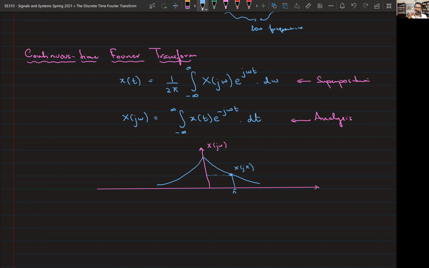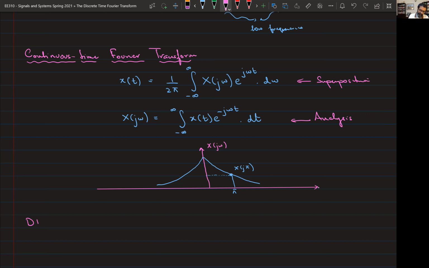And similarly, I could have said X of j 2 pi: the contribution of the exponential rotating at 2 pi radians per second, and so on and so forth. So it represents the contributions of different frequencies in the continuous time domain signal. And this contribution is found out by the forward Fourier transform, which is X of j omega equals the integral of x of t e to the minus j omega t. Okay. Now, a similar thing applies to the discrete time case as well.